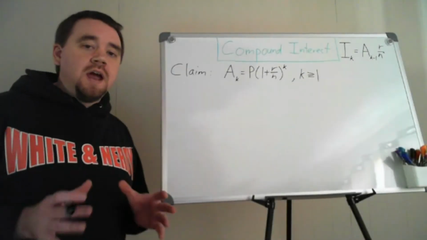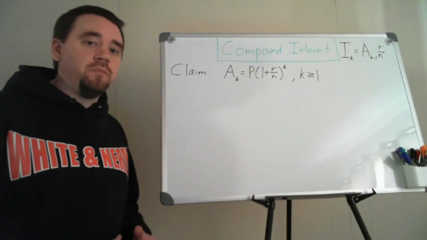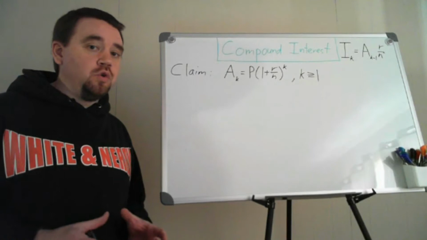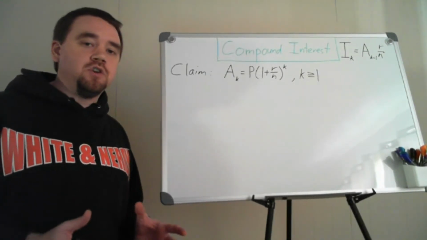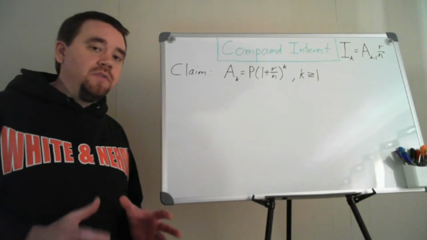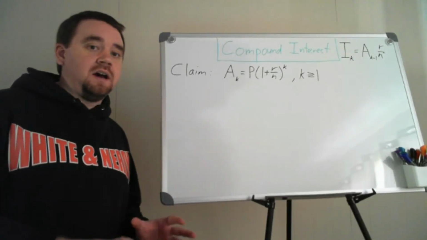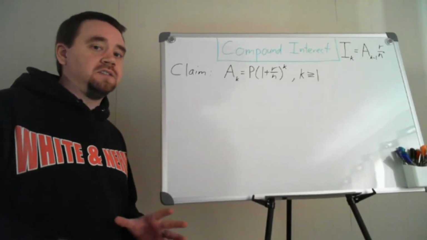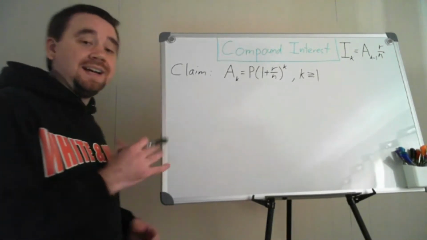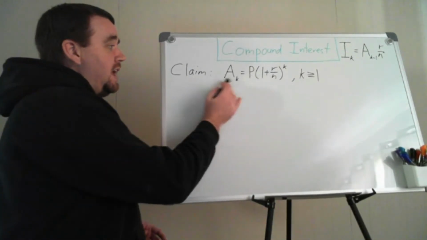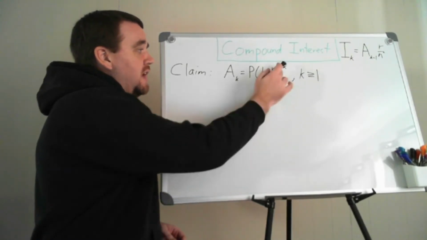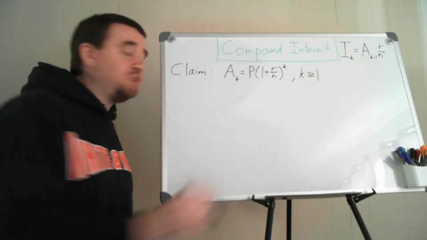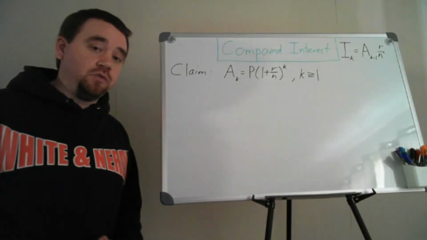Okay, now we're going to test if the pattern we were observing earlier will hold true for every number that we need it to. And to do that, we use a method called induction. And with induction, we start with the idea. I'm pretty sure it looks like this. So we call that the claim. I claim that my formula for A sub k is going to be P times 1 plus r over n to the power of k. And then that this will be true for k greater than or equal to 1.